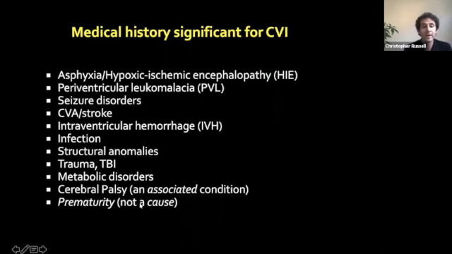I want to make sure that everyone understands that prematurity is not a cause of CVI. It's those events that can occur around premature birth, especially the first two up there, HIE and PVL, that can cause CVI. And cerebral palsy is not a cause, but rather it's an associated condition, because whatever caused the CP, like a stroke perinatally or after birth, whatever caused the CVI could also have caused CP. Okay, so it's good to be aware of these medical histories because it is the first step in aligning a diagnosis.